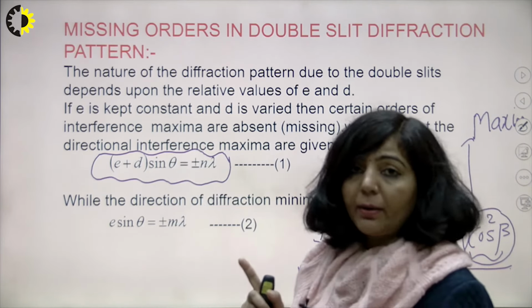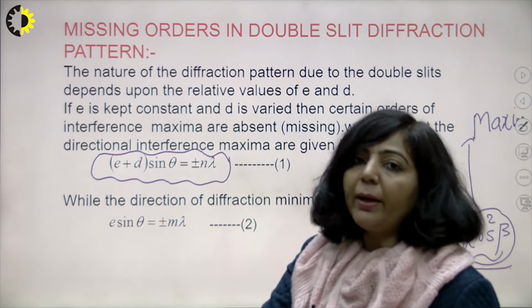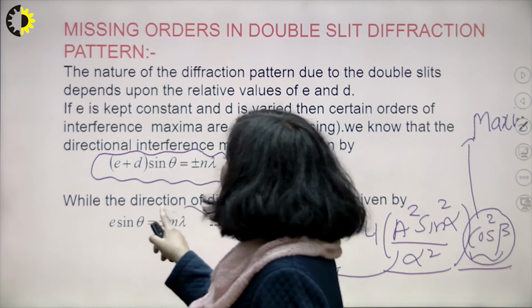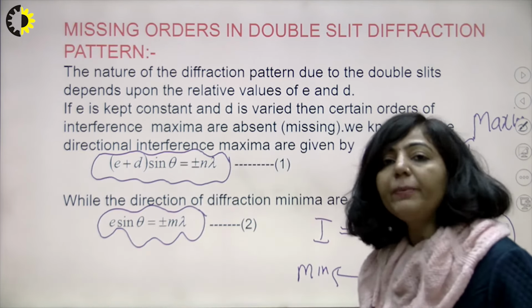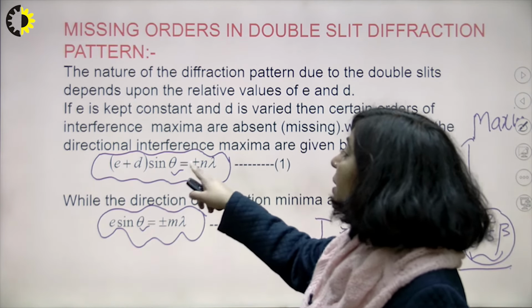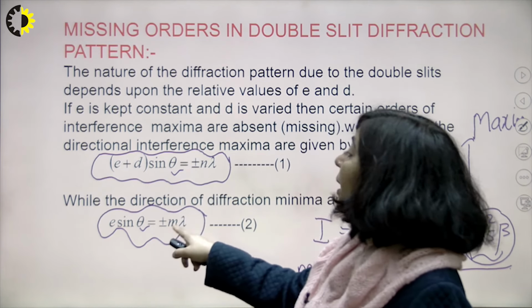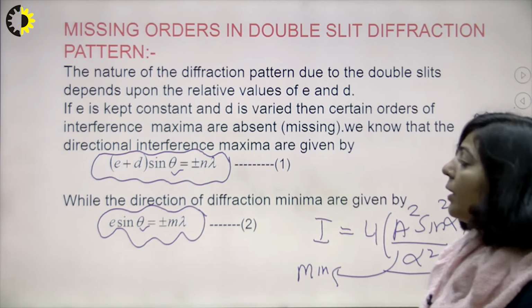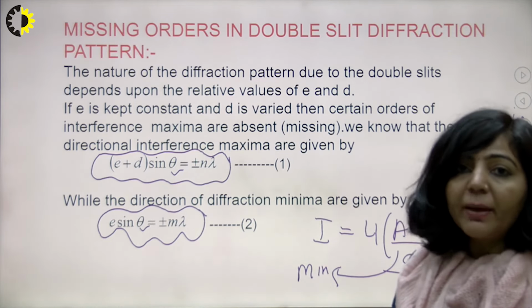And if you are getting the mth order minima for single slit at the same angle of diffraction, then the condition for minima in single slit diffraction is this: e sin theta is equal to plus minus m lambda. Since the angle of diffraction is common in both cases, the nth order maxima is at theta, and for single slit the mth order minima is at the same point. It means these two are overlapping, so that nth order maxima will be missing.